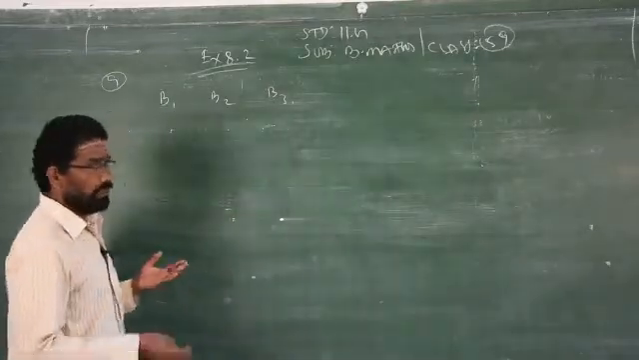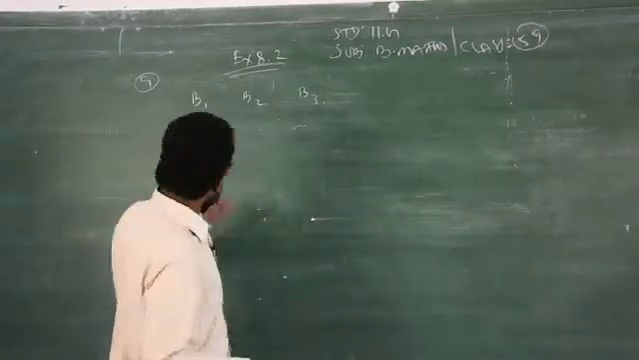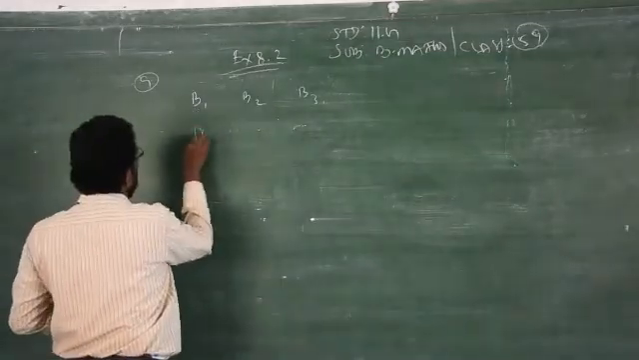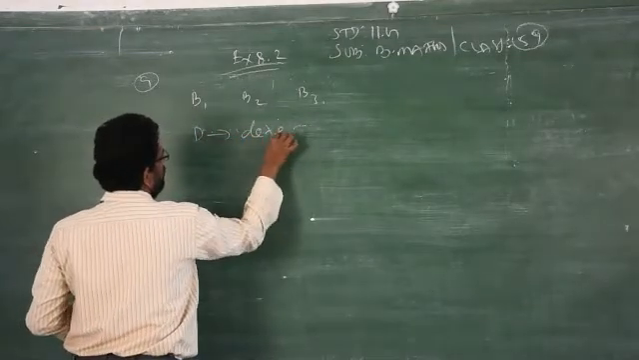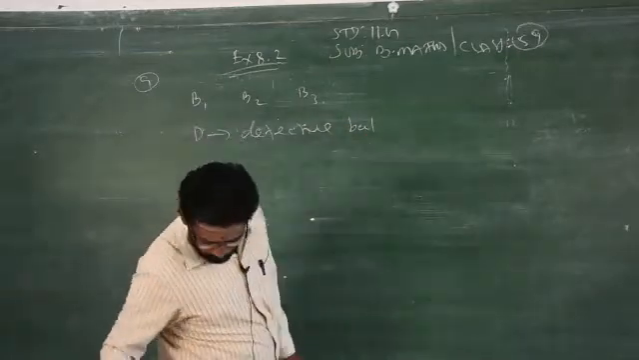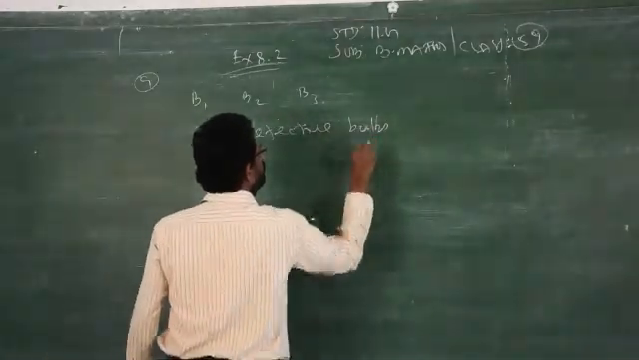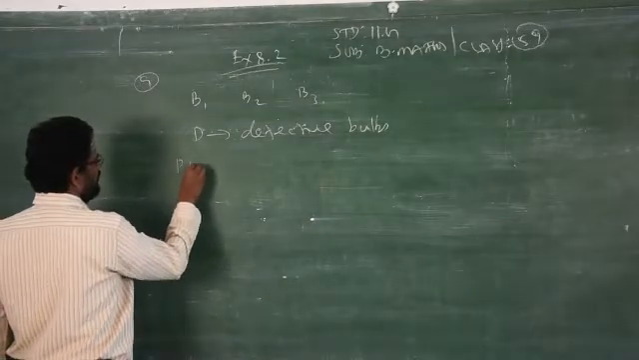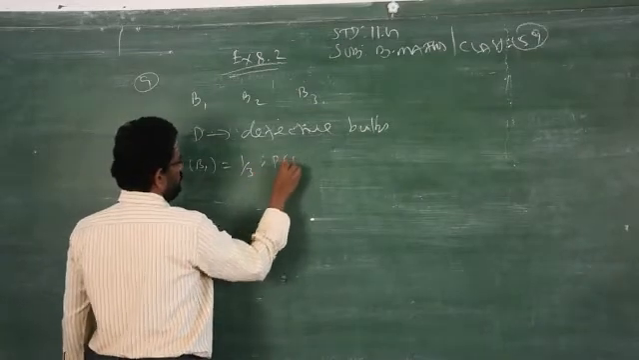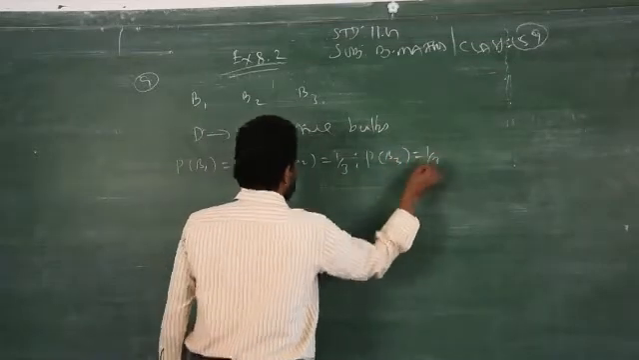In the previous question we were finding the probability of getting a defective bulb, but in this question it is already given that the bulb is defective from box 1. So I consider the letter D as the defective bulb. Clear? Now, selecting the first box out of 3 is 1 by 3. Similarly, selecting the second box is 1 by 3, and selecting the third box is 1 by 3. Clear?